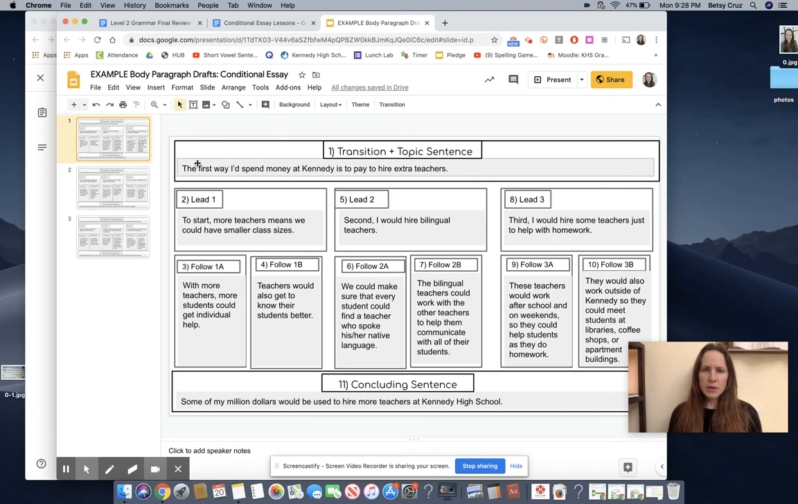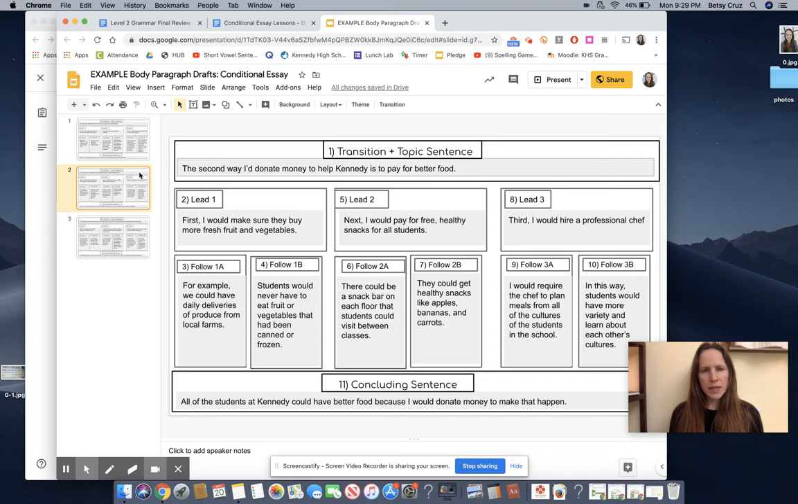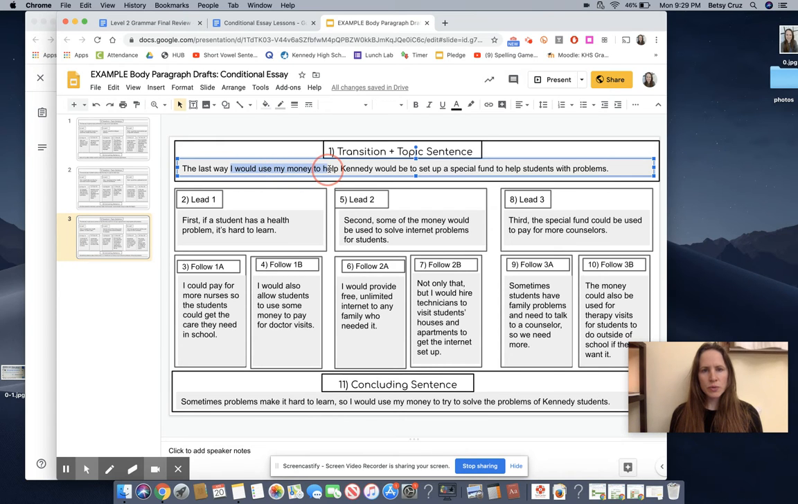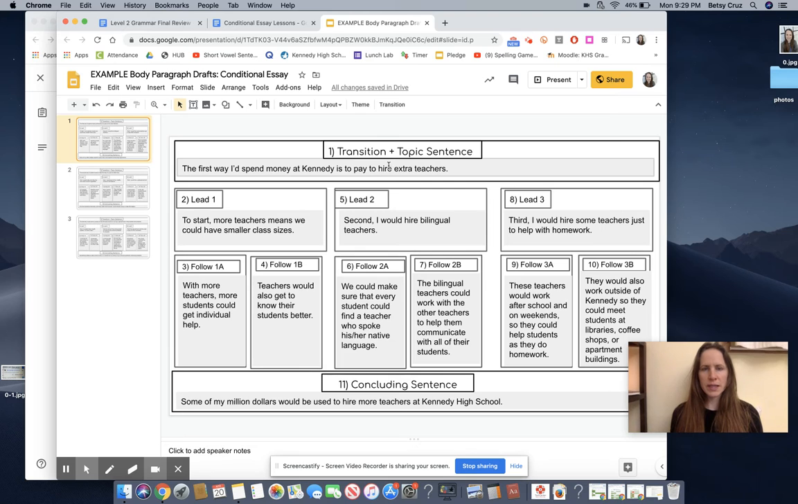The second thing about that first paragraph is you need to remind the reader of your thesis. Remember, your thesis is your main idea. My thesis is that I want to help Kennedy High School. So I, again, put that I'd spend money at Kennedy. In my second body paragraph, I'd donate money to help Kennedy. In my third body paragraph, I would use my money to help Kennedy. So when you're typing your topic sentences, you need to include both of those things, a transition and a review of what your main idea or thesis is.